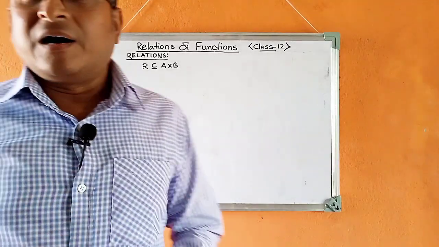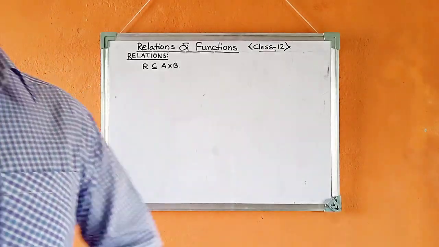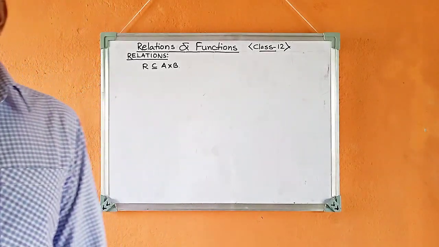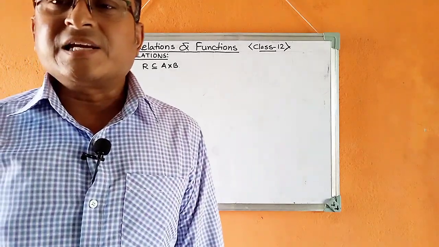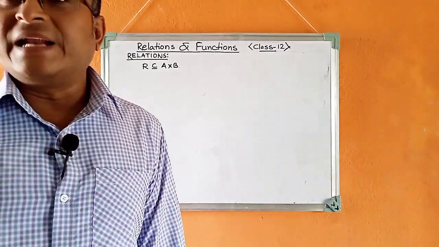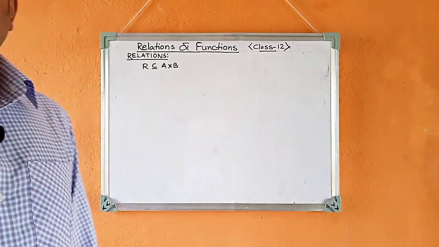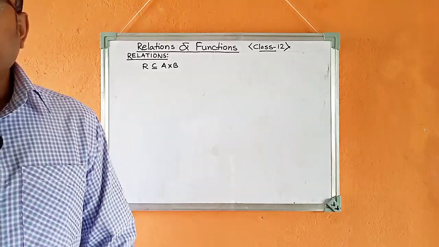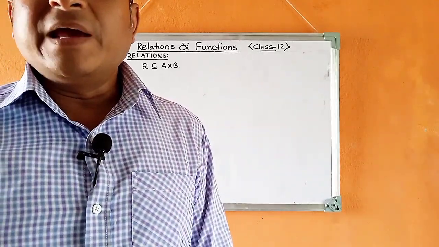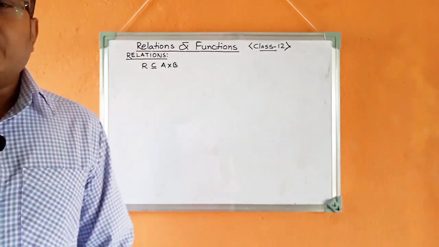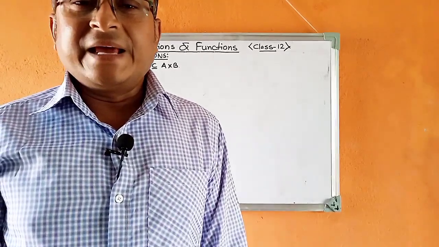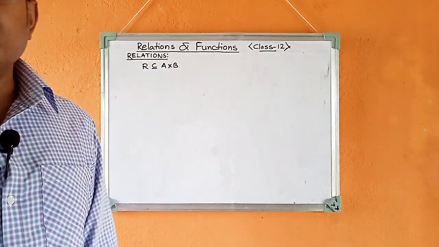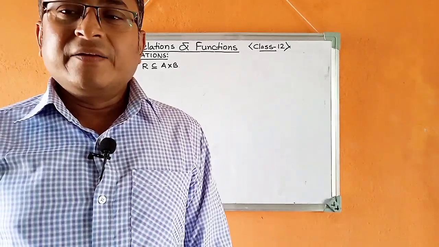Now, the subset R is derived by describing the relationship between the first and second element of the ordered pair in A cross B. The second element is called the image of its first element. Next is domain, range and codomain of a relation.